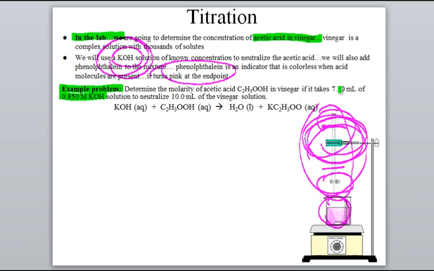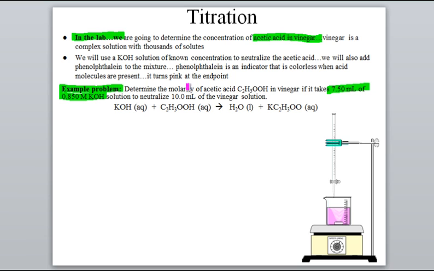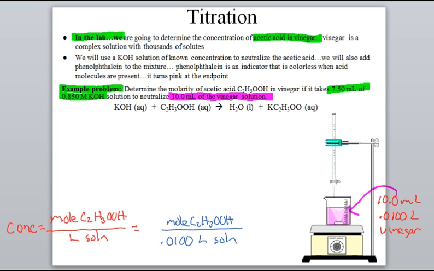In our example problem, we'll assume that it took 7.5 milliliters of that potassium hydroxide solution to reach the end point. And again, when we started the experiment, we started out with 10 milliliters of vinegar in our container. So, as far as concentration, we know the bottom parts of that ratio. So again, concentration is moles of solute over liters of solution if we're trying to go to molarity. We know the liters of solution. It's 0.01 liters of solution.